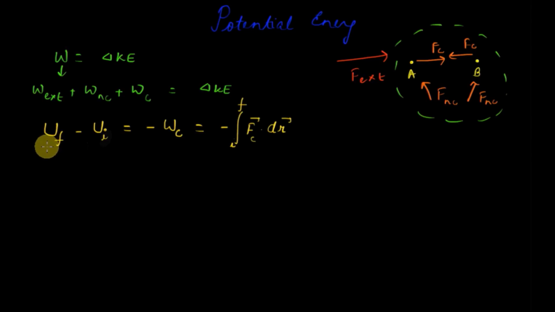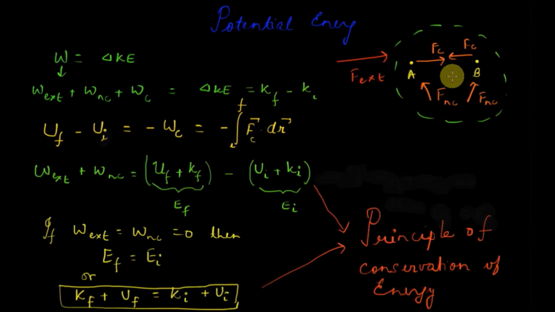The change in potential energy of the system is defined as the negative of the work done by the conservative forces. So the conservative force is what? Only Fc. So the negative of the work done by the conservative force is equal to the change in potential energy of the system, which is Uf, the final potential energy, minus Ui, the initial potential energy. Please note here that Fc is an internal force. Fc is the internal conservative force.